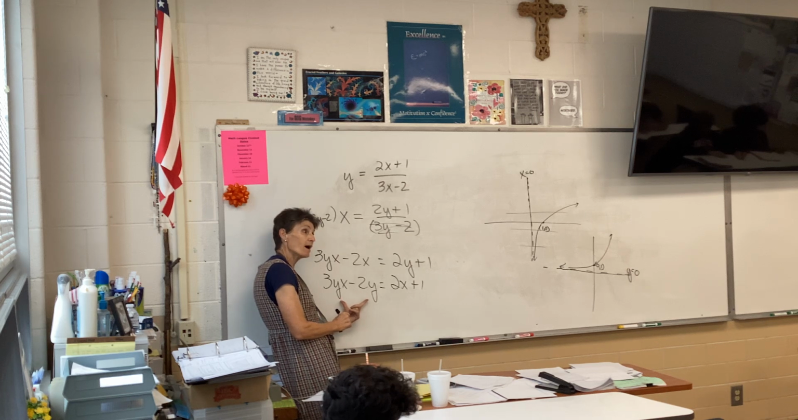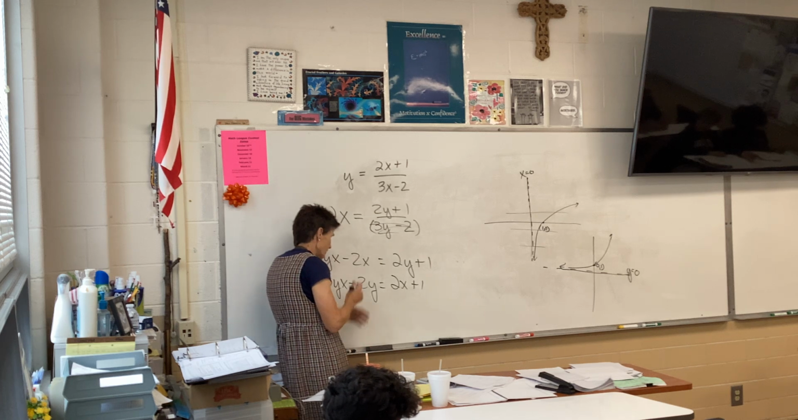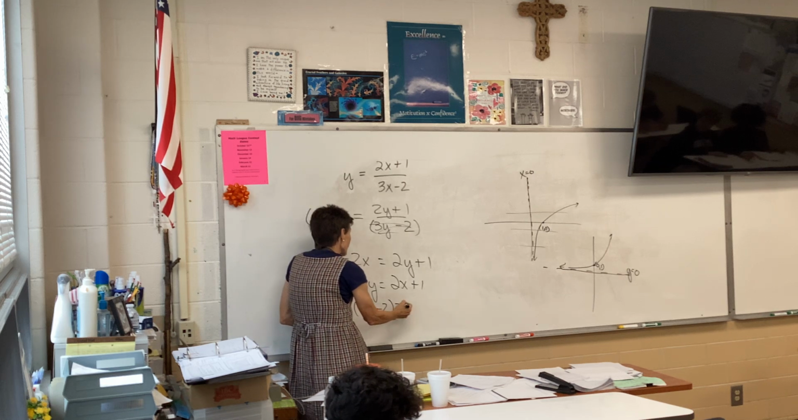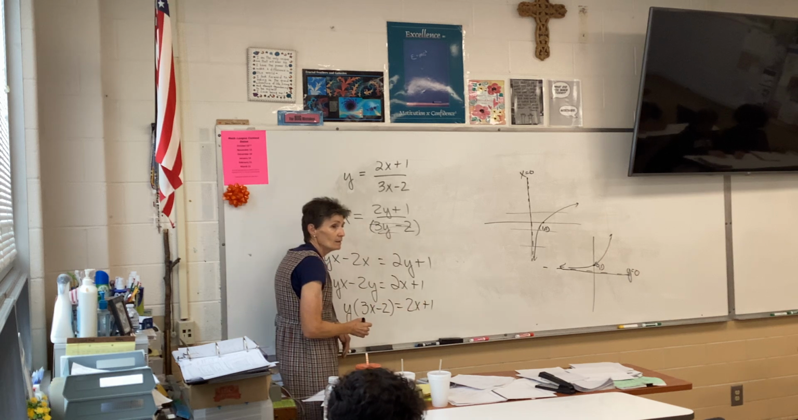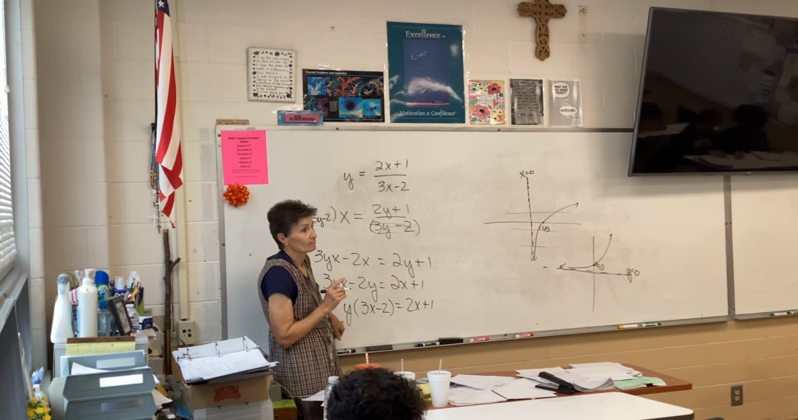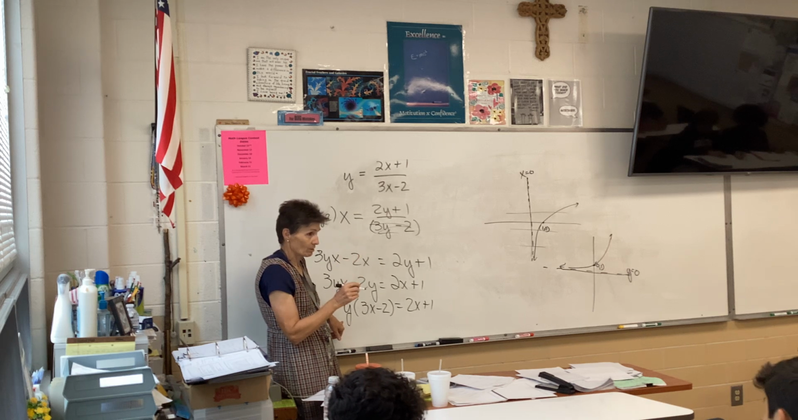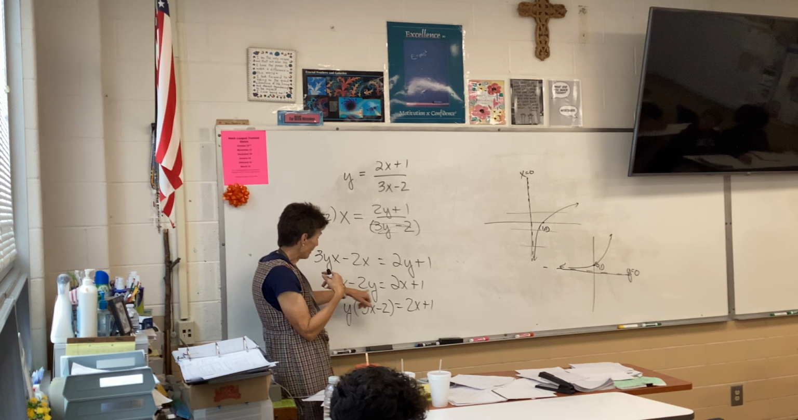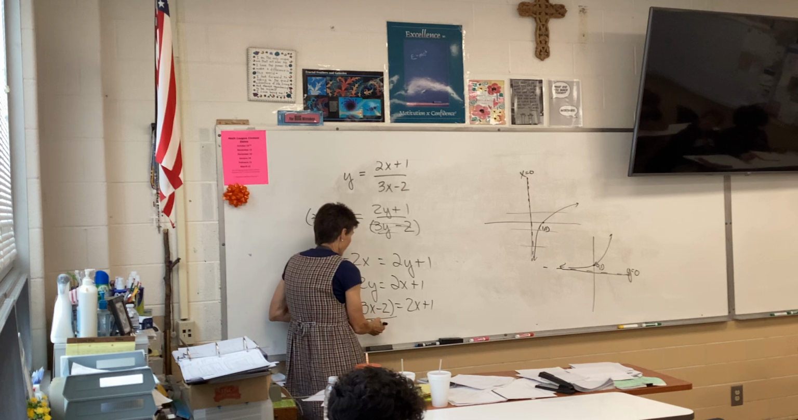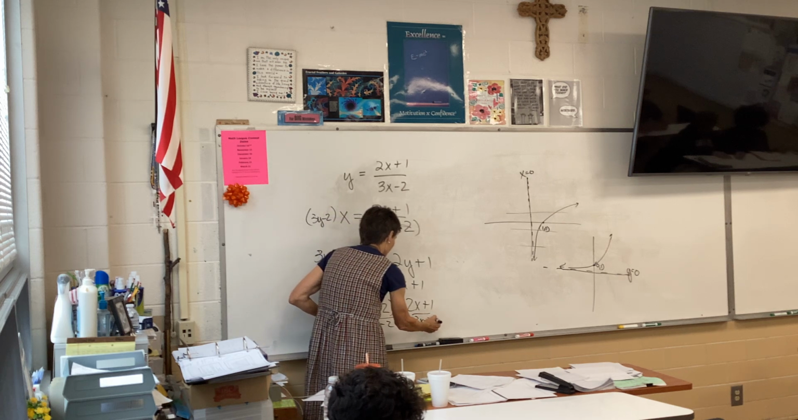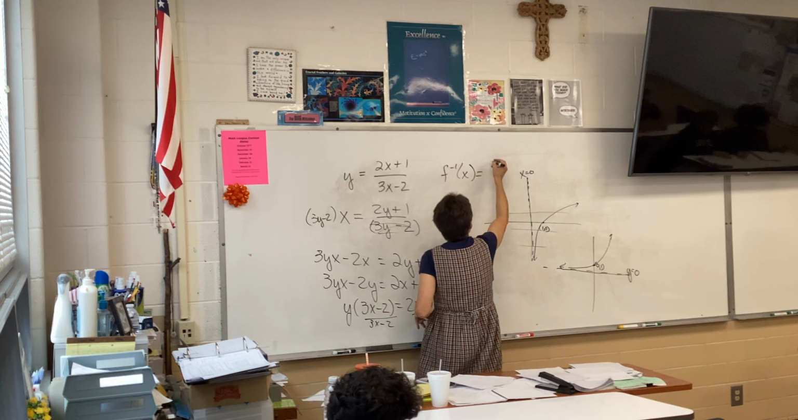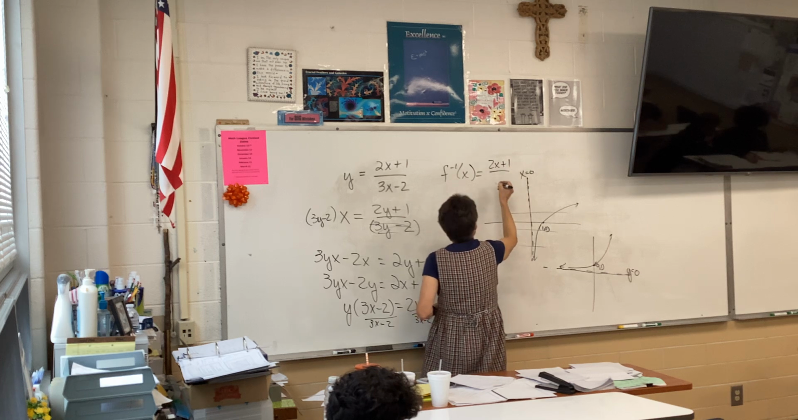Now, they're both on the same side, so what can I do with them? Factor out a y. Because if I factor out a y, then I only have one y now. And as somebody said earlier, my job is to solve for y. Now I have just one, so I'll divide. And that's my inverse. So my inverse is 2x plus 1 over 3x minus 2.